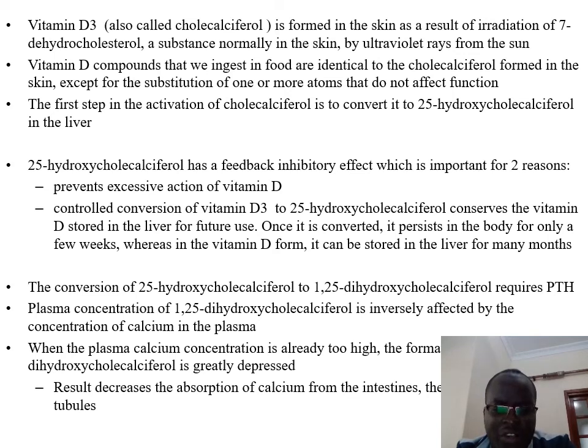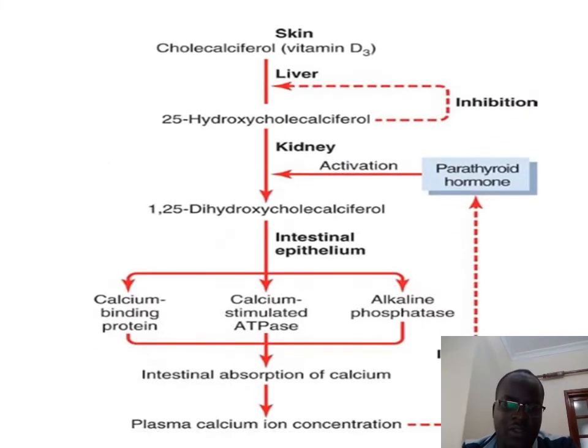When the plasma calcium concentration is already too high, the formation of 1,25-dihydroxycholecalciferol is going to be depressed so that you don't have much of this active form of vitamin D3. The result is a decrease in absorption of calcium from the intestines, the resorption from the bones, and also reabsorption from the renal tubules, something that I've already explained.